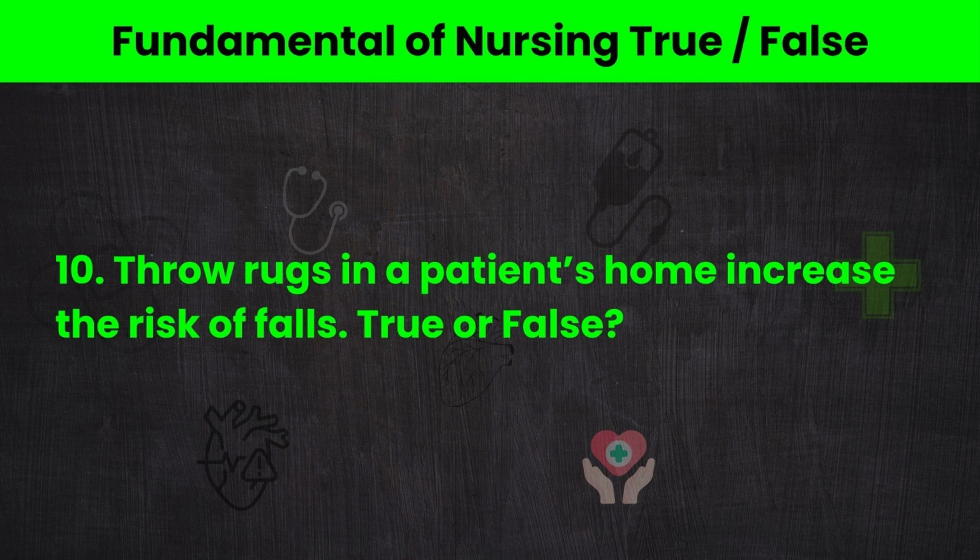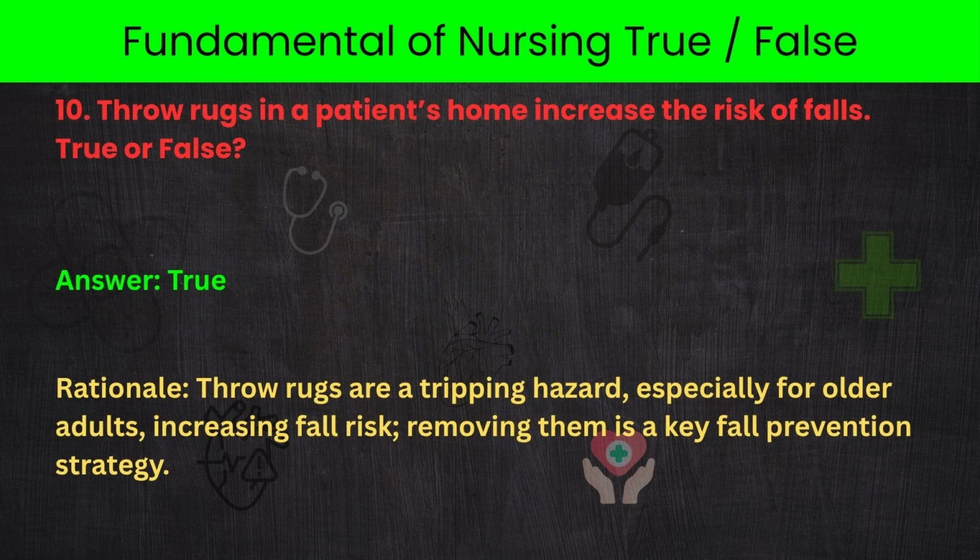10. Throw rugs in a patient's home increase the risk of falls. True or false? Answer: true. Rationale: throw rugs are a tripping hazard, especially for older adults, increasing fall risk. Removing them is a key fall prevention strategy.